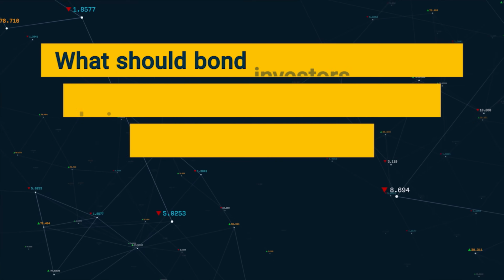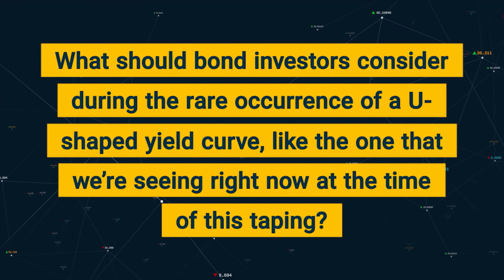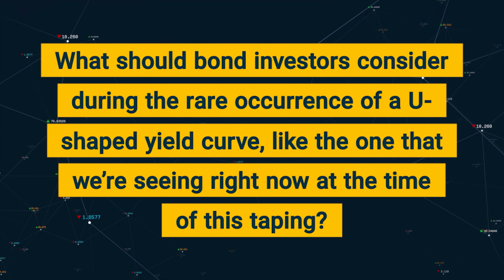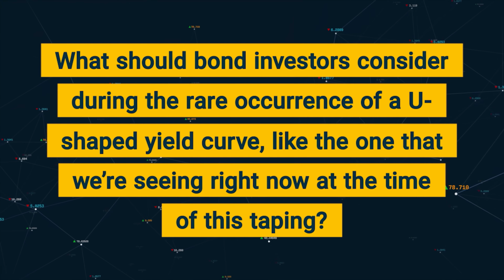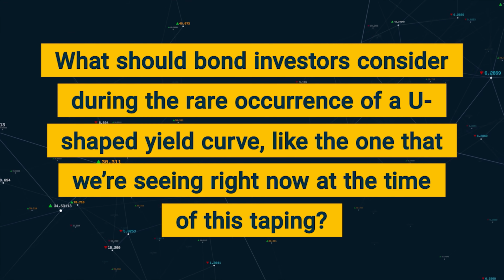And similarly, in a U-shaped yield curve environment, like we have at the time of this taping, modifications to your intended bond strategy may need to be made, bringing us nicely to the next part of today's discussion. What should bond investors consider during the rare occurrence of a U-shaped yield curve, like the one that we're seeing right now at the time of this taping?